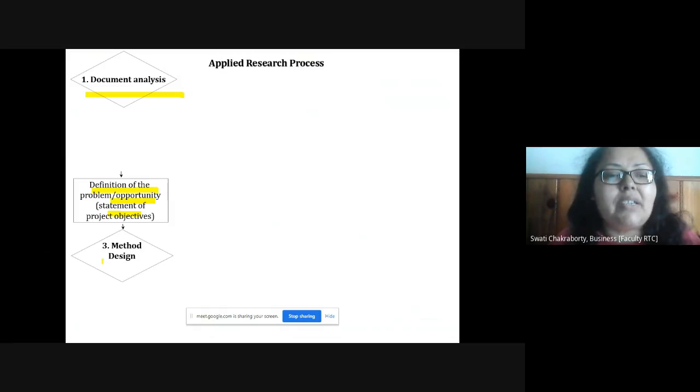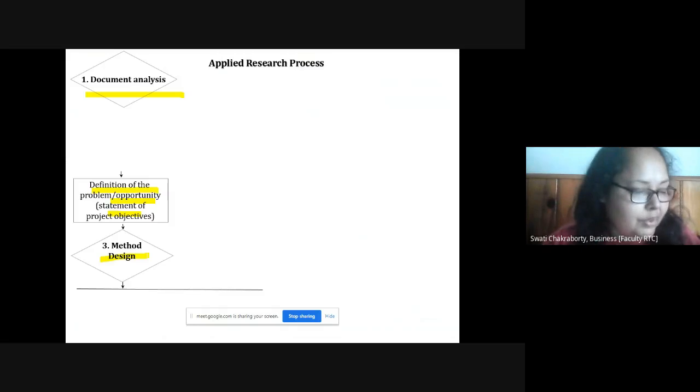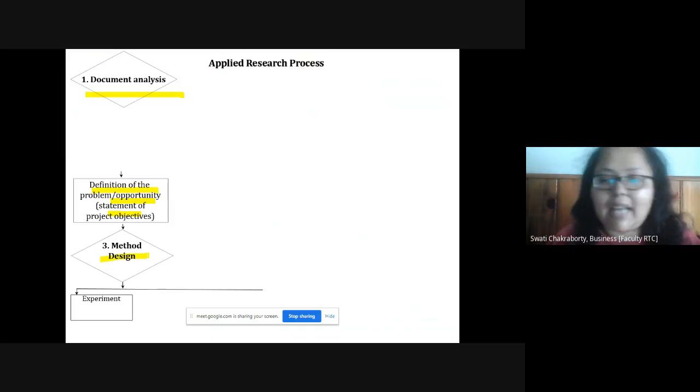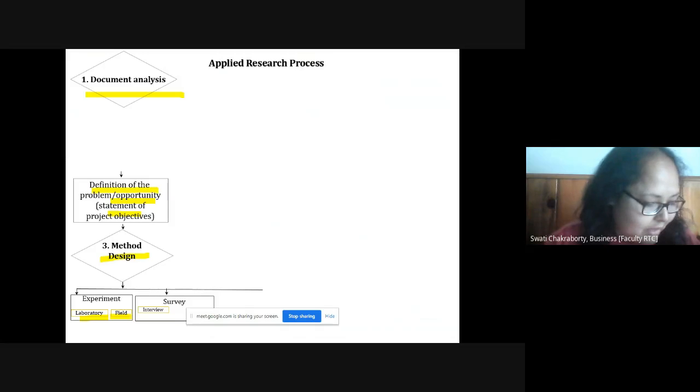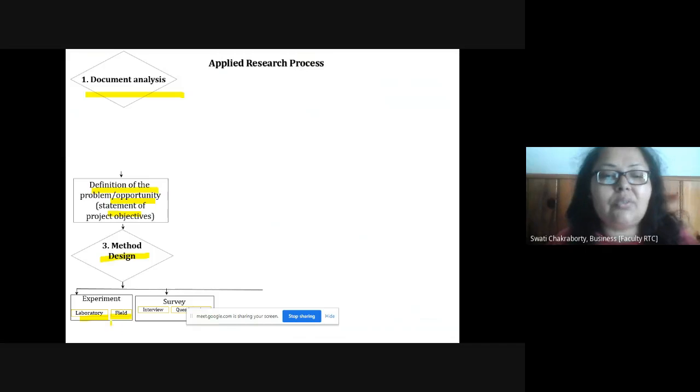Next comes your method design. You have to design the methods. Now, how would you do it? You can have experiments, which can be done either in the laboratory or in the field. Second is survey. Survey is done either through interview or through questionnaire, any one of them. Third is observation, when you observe the behavioral patterns of people. Fourth is collecting secondary data. You will be using all of this.